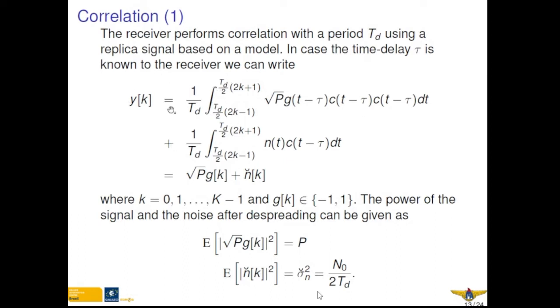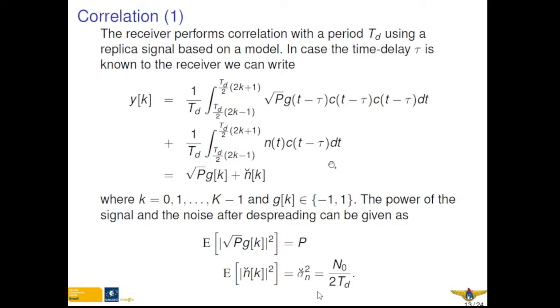Y of k is the signal after correlation. We implement here correlation periodically in one period, or for each period k, of the received signal correlated with this model, and we perform integration, which is then correlation, and we also have to perform correlation with the noise. At the output of this correlation, we have the square root of P, the power of the signal, the navigation data at time instant k, and we have a noise term here.